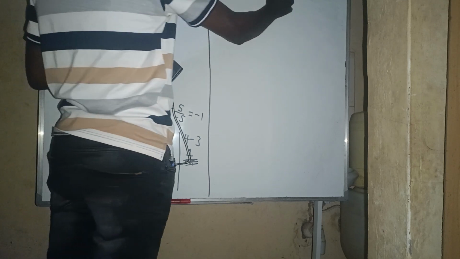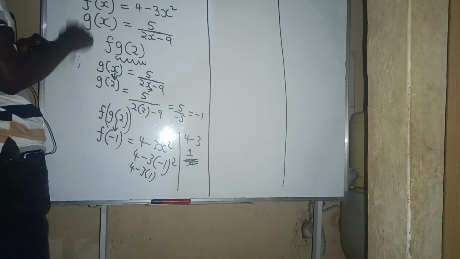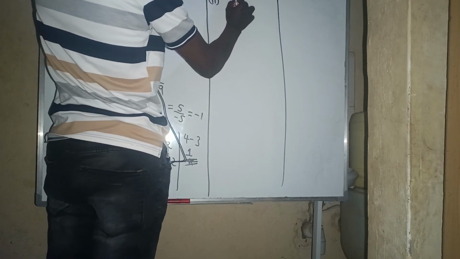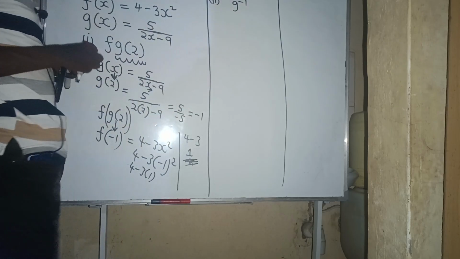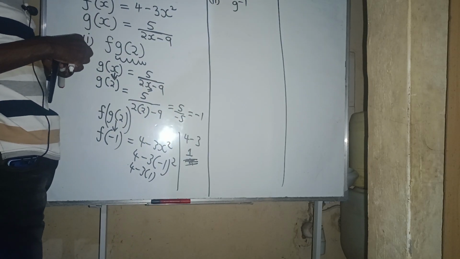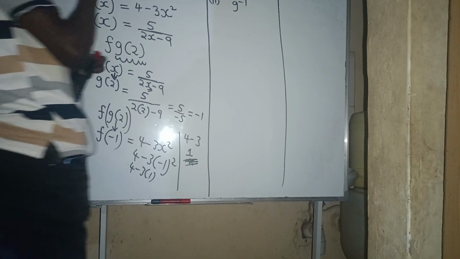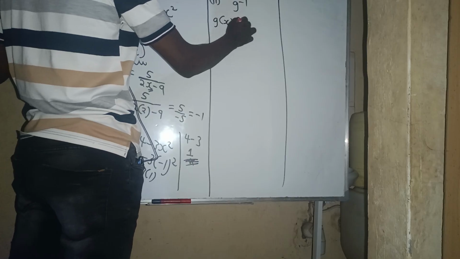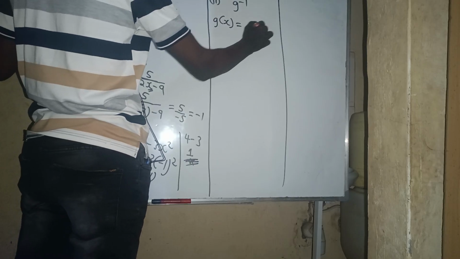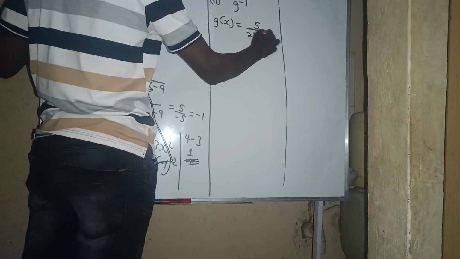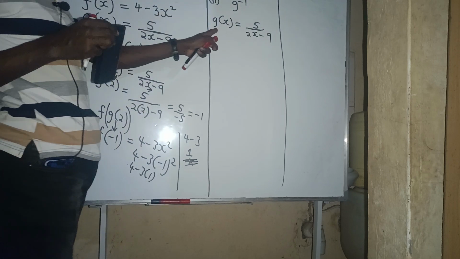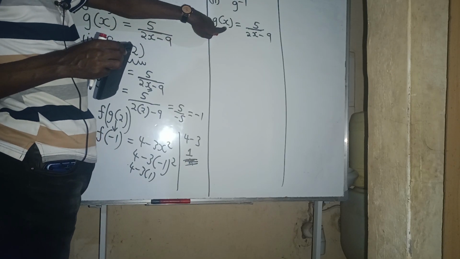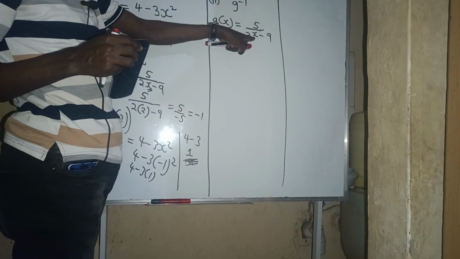Okay, the second part of that question, that was now part 1. I've actually captured that. So part 2 was asking us to get the inverse of g. You're supposed to first capture that function. So you're supposed to say g of x is equal to 5 over 2x minus 9. The function of g in form of x is 5 over 2x minus 9.